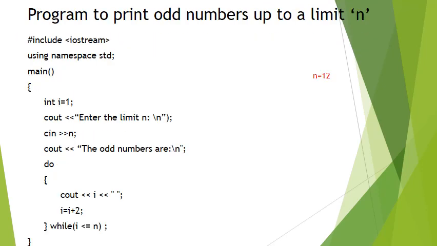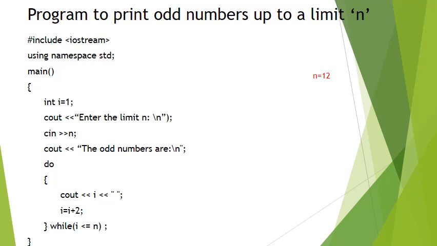Now we can go through an example. The program is to print the odd numbers up to a limit n. We know that in order to print the odd numbers up to a limit n, the first number to be printed is 1. So I have declared an integer variable I and initialized it as 1. After that, I have read the limit n and inside the do statement, I have printed the value of I.